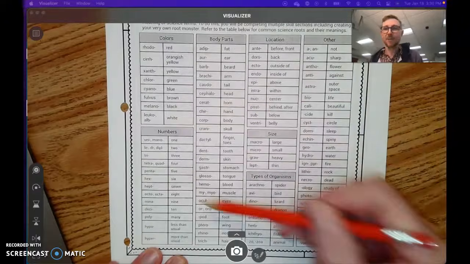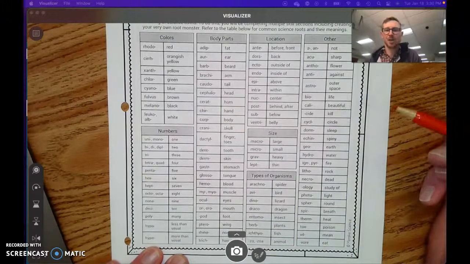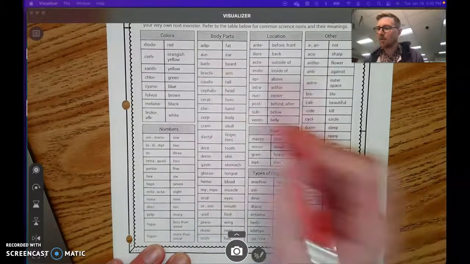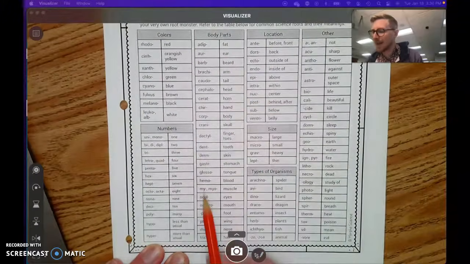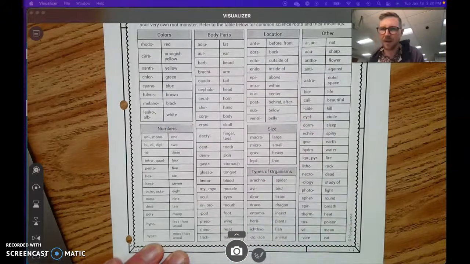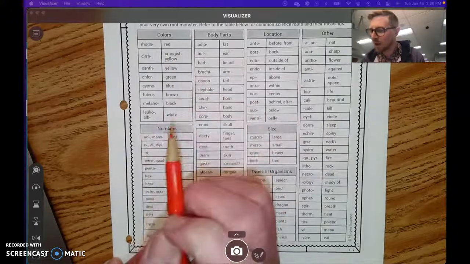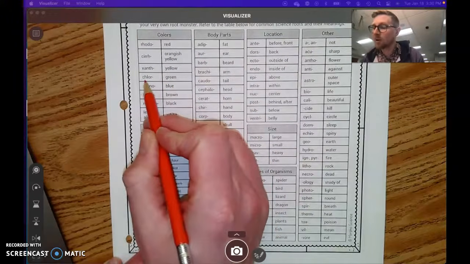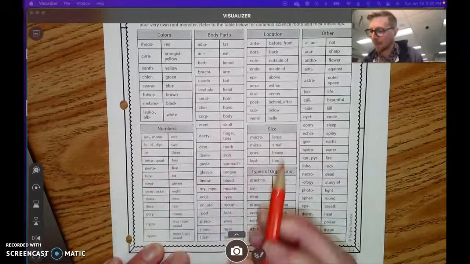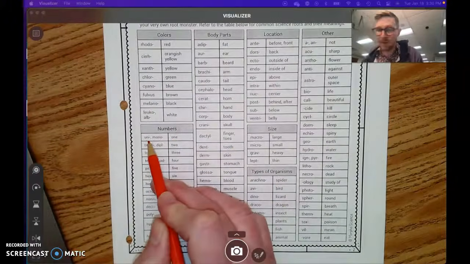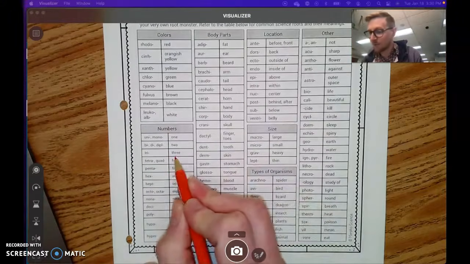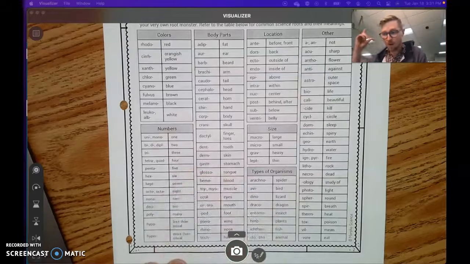And we'll use this first page of your packet as kind of a cheat sheet to the rest of the packet. Let's take a look at a few of these together. We've got our colors, our numbers, some different body parts, location, size, types of organisms, and then just some other random ones. So red, rhodo, green, chloro, like if you've ever heard of chloroplasts or chlorophyll in plants. Numbers, uni means 1, like unicorn, 1 horn. Or tri means 3, triceratops, 3 horns.